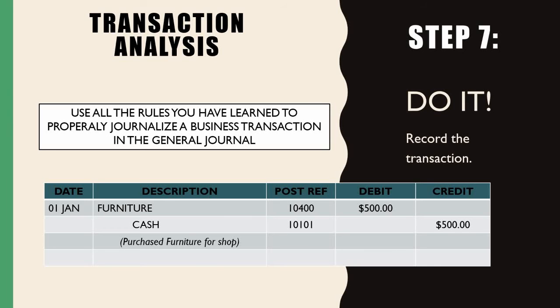So there you go. Boom. I purchased furniture. I paid with cash. Those are my account numbers from my chart of accounts. I debited my furniture for $500 and I credited my cash for $500. And my description is I purchased furniture for the shop. Okay? So again, the 7 steps of transaction analysis are key to let you know when and where to journalize this transaction.